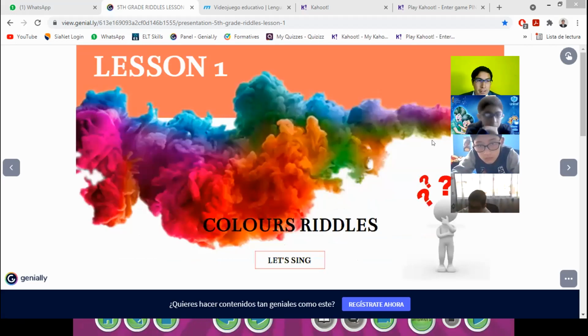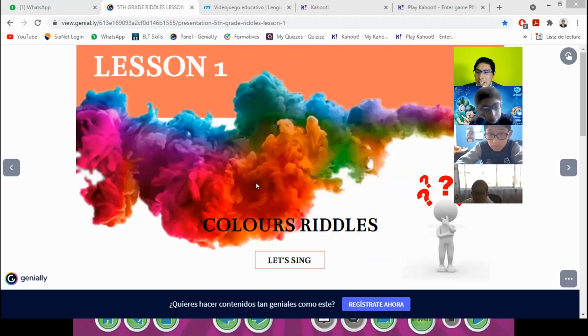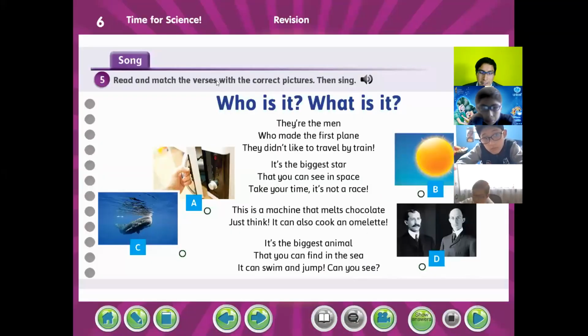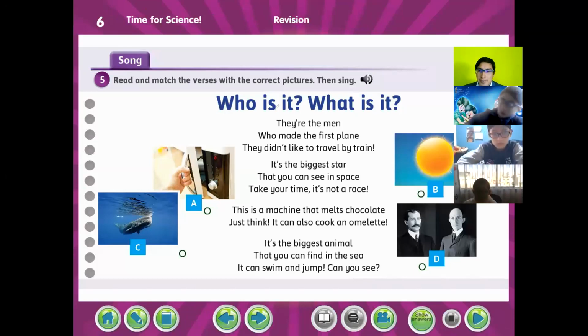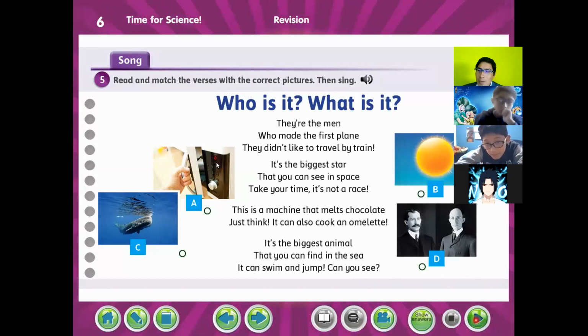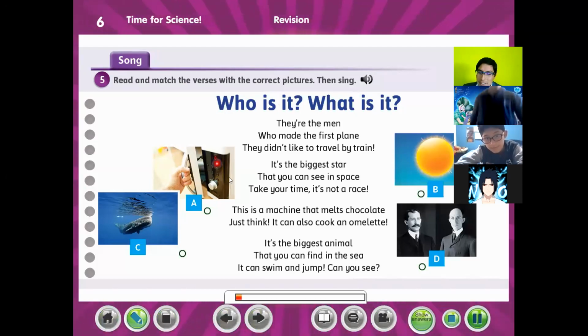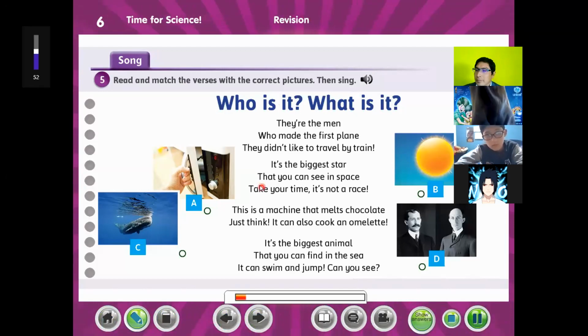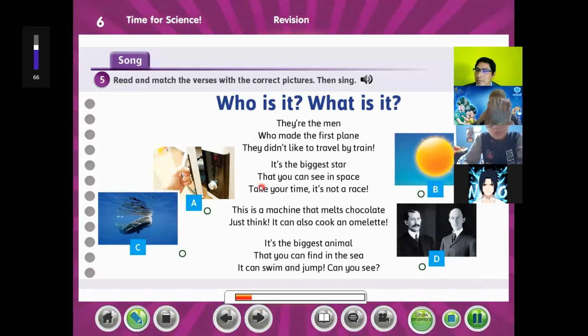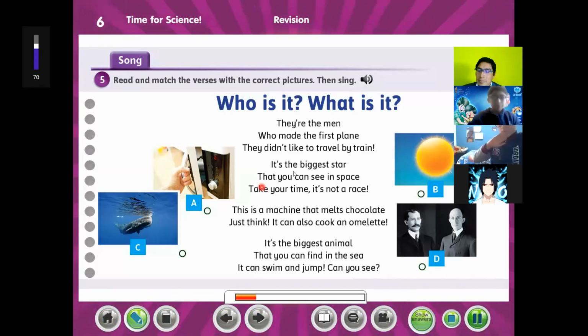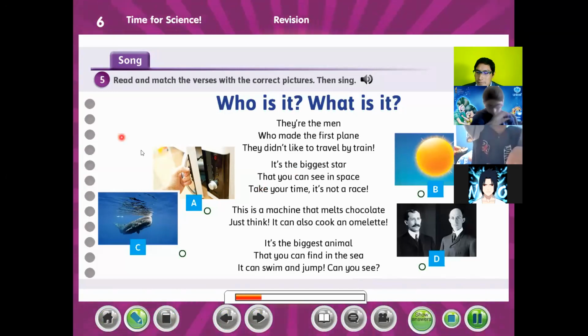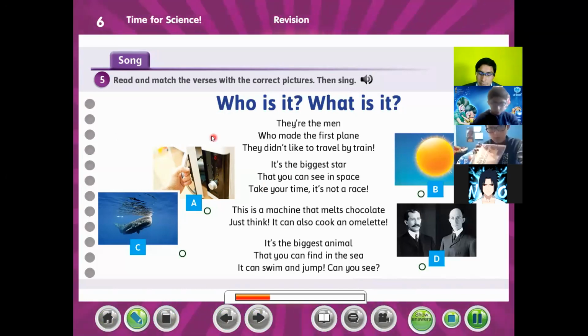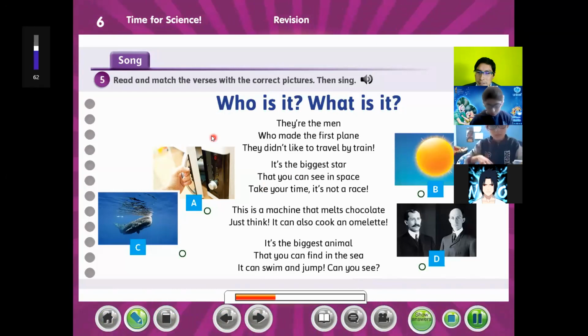color riddles, okay? But let's start this class singing our song, because there is a song in our workbooks. This is the song for this unit. Who is it? What is that? Okay? Open, please, your microphones. Module 6, Revision. Let's sing. 5. Read and match the verses with the correct pictures. Then sing. Who is it? What is it? Open your microphones.